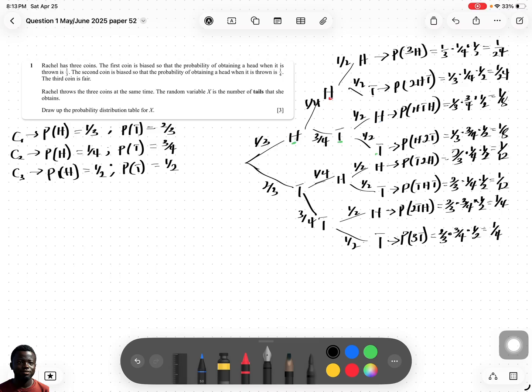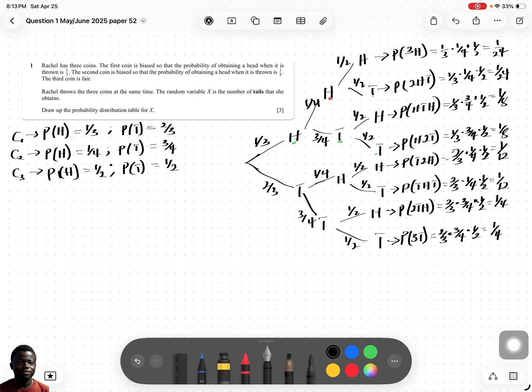Now we are back to looking at our tree diagram once more. We can see the various probabilities that we have: the probability of 3H, 2HT, HTH, H2T, T2H, THT, again THT, 2TH, and 3T.